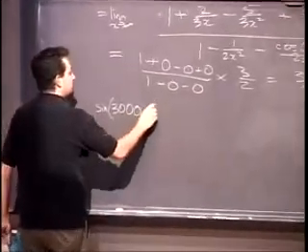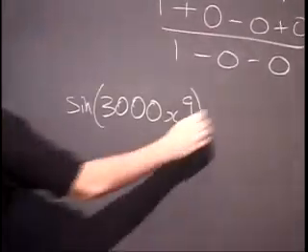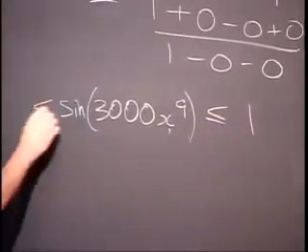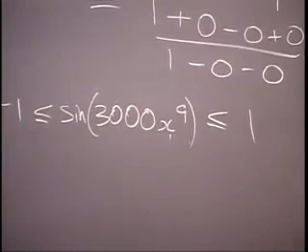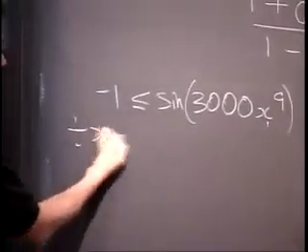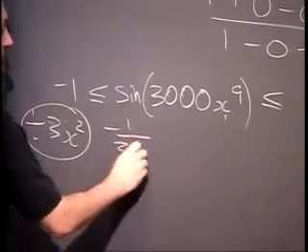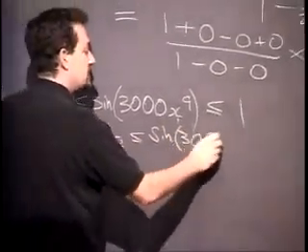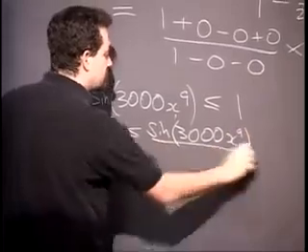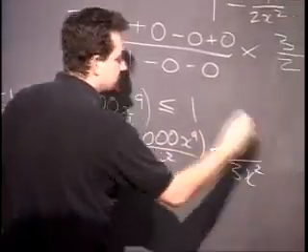But you start off, see, this is a large value. X to the 9 is large. So just about the best thing you can do is to say that it's between minus 1 and 1. That's true for sine of anything. Now divide all this by 3x squared. And then you go minus 1 over 3x squared is less than or equal to the quantity we care about, sine 3000x to the 9 over 3x squared, which is less than 1 over 3x squared.